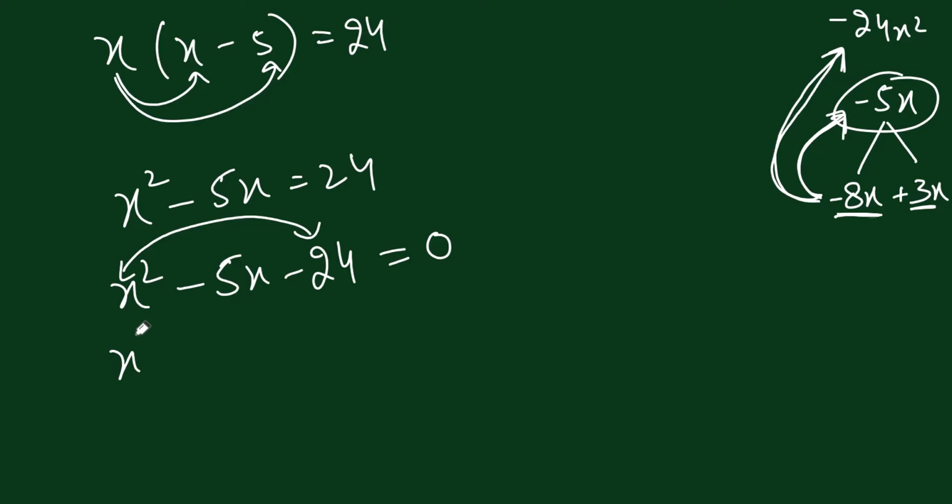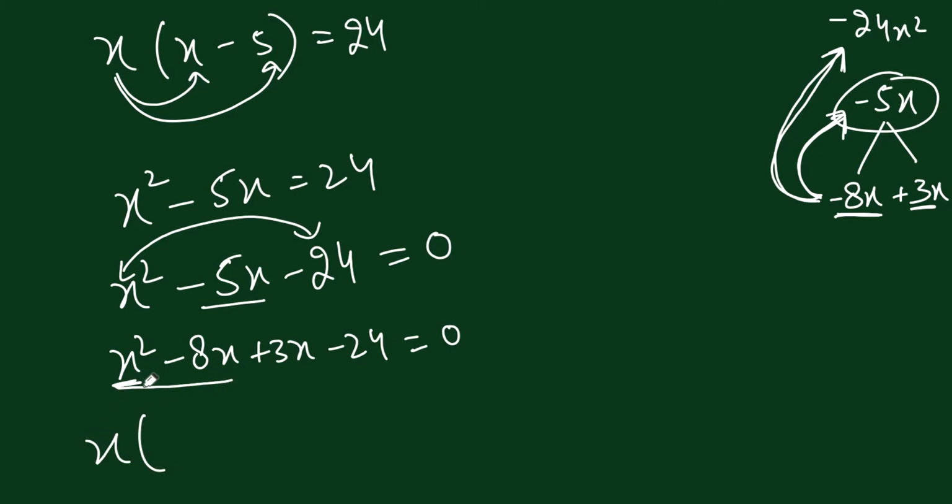I can write here x square minus, in place of 5x we have to write now minus 8x plus 3x minus 24 is equal to 0. Again, grouping the first two terms, what is common? X is common. What's remaining in the first term? X. What's remaining in the second term? Minus 8. Out of plus 3x minus 24, what's common? Both come in the 3 table. So plus is here, so plus.